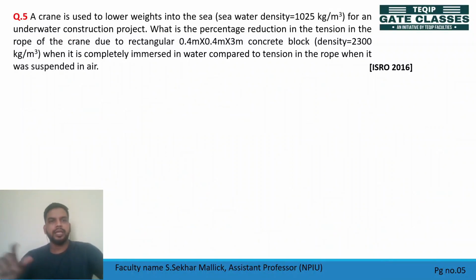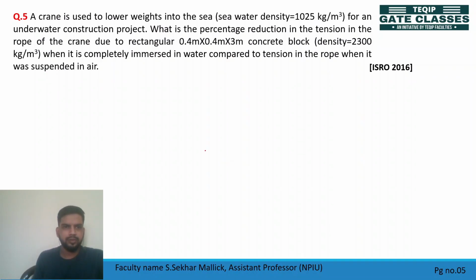Okay. So a crane is used to lower weights into the sea. Sea water density is given, for an underwater construction project. What is the percentage reduction in the tension in the rope of the crane due to the rectangular concrete block, density is given, when it is completely immersed in water compared to the tension in the rope when it was suspended in air?